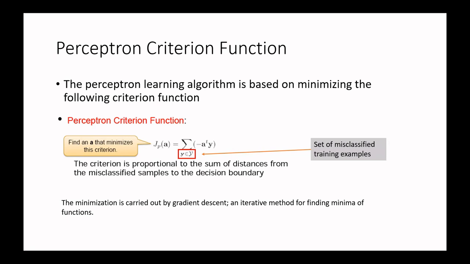The minimization is carried out by gradient descent, which is nothing but an iterative method for finding minima of functions. Everybody is familiar with gradient descent. Basically, you start with some arbitrary point as a solution and then take the partial derivative of the function that you're trying to optimize, and use that derivative to calculate the direction in which you want to move. You have a learning rate that allows you to come up with a new set of values, and you keep on repeating that process.